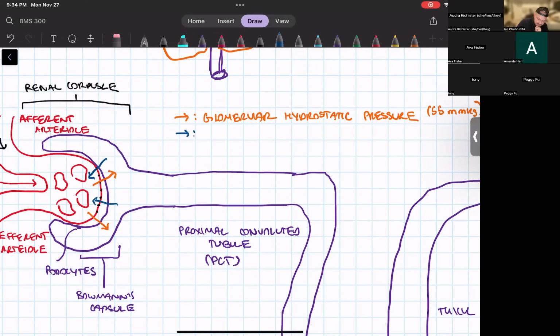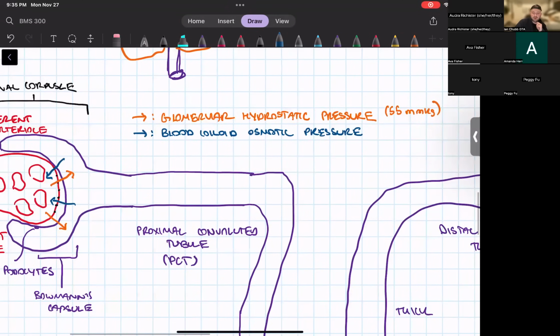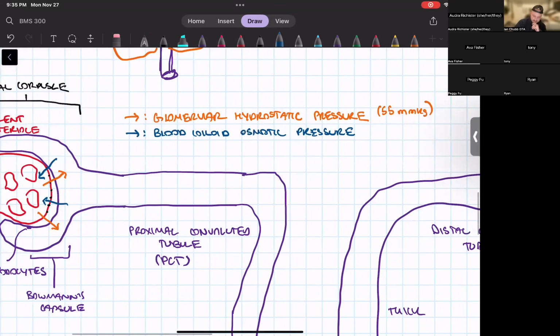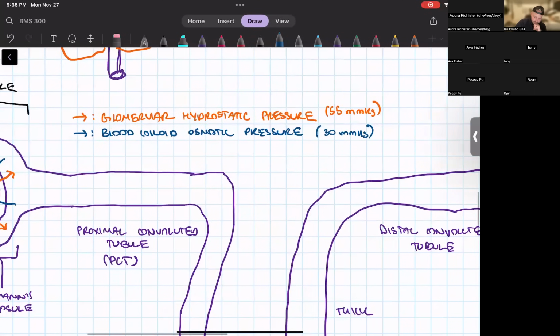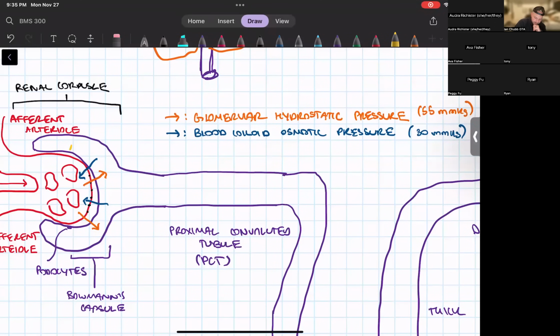And just like we said in lymph, this is going to be called our blood colloid osmotic pressure. This is just a really fancy way of saying the pressure that's caused by blood proteins. So proteins that are in blood, like albumin and other big proteins, pull some water back, just like in lymph. So we'll have some water being pulled back. 30. And then our last one is we'll have a little bit of hydrostatic pressure also coming back into the blood.